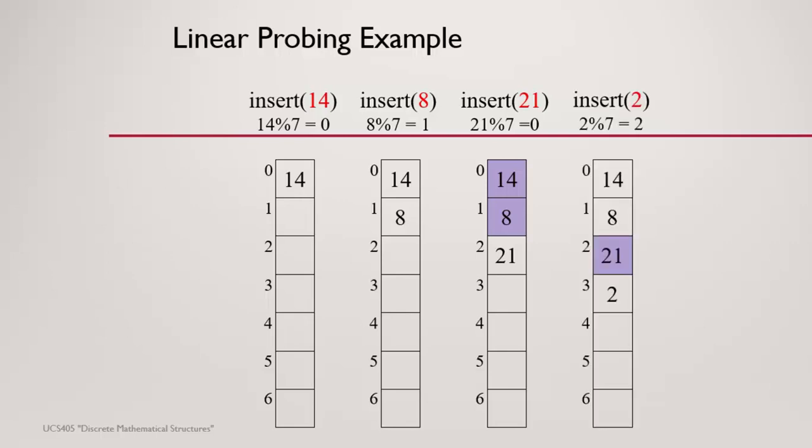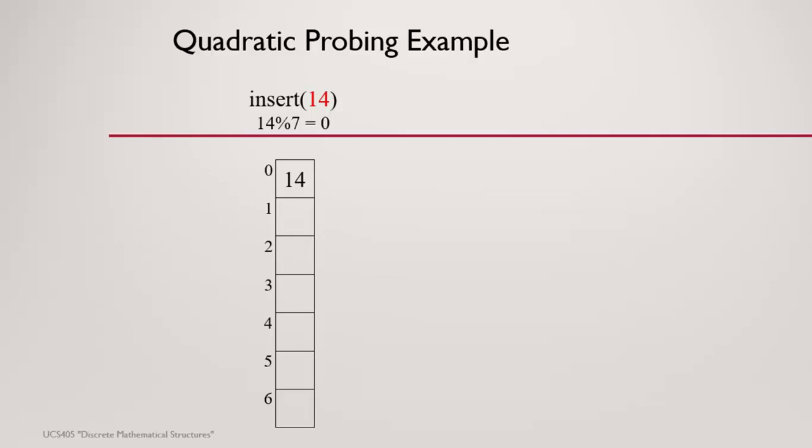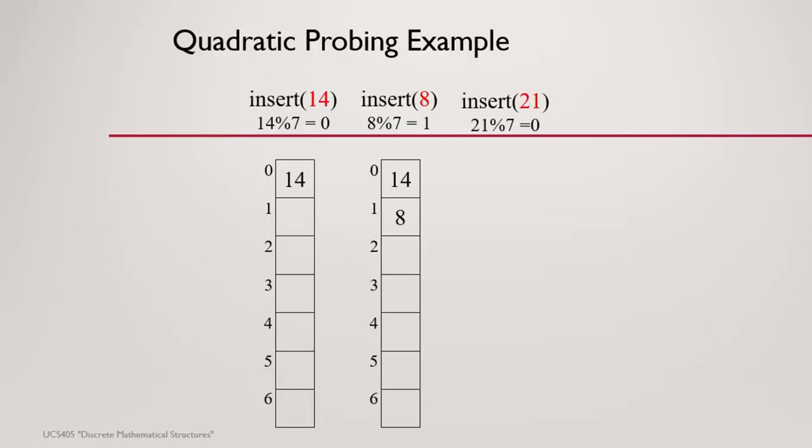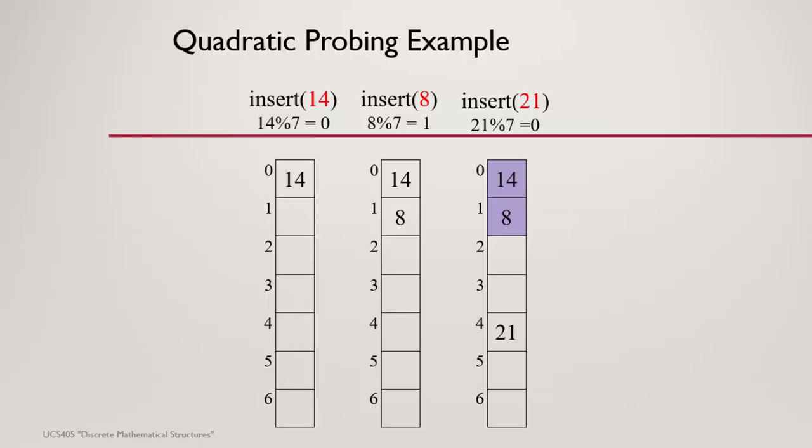Similarly, we will insert 2 in this hash table. Now quadratic probing with an example. The same hash function is used here. 14 will be inserted at index 0, 8 will be inserted at index 1. For 21, 21 mod 7 is 0. Now there is a collision, so we try the next slot, that is (0 plus 1 squared) mod 7, which will be 1. Again there is a collision at index 1. So we will try 0 plus 2 squared.